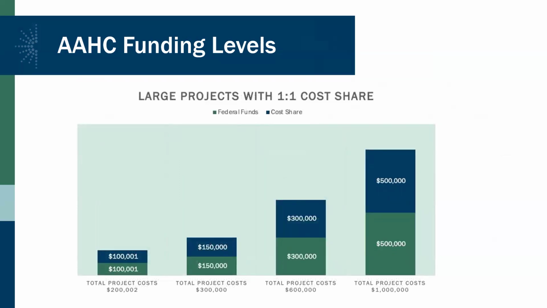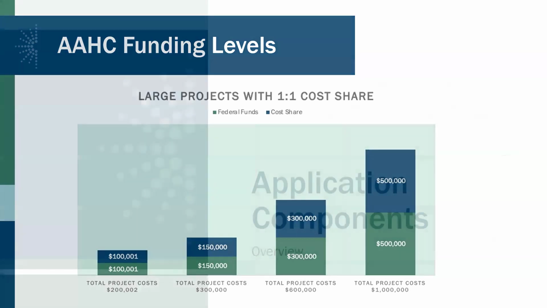Here you will see the one-to-one cost share applied for projects requesting $100,001 to $500,000. For these projects, the one-to-one cost share is required. Again, it is not advised that you overcommit to a cost share larger than your grant request.